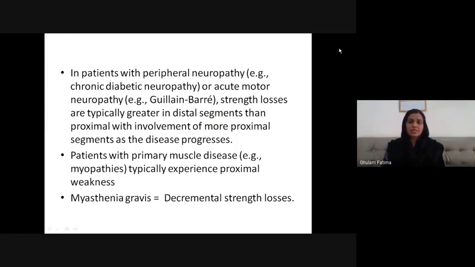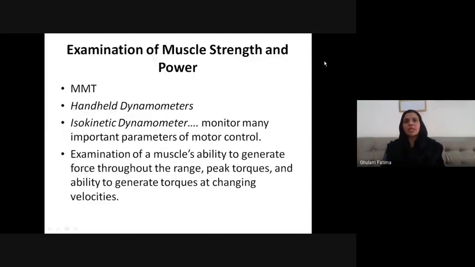Next, myasthenia gravis. In this, you see decremental strength loss, meaning the more movement is performed, the more the strength is reduced gradually. You are well aware of myasthenia gravis, an autoimmune disease where there is a problem with acetylcholine at the postsynaptic fibers.